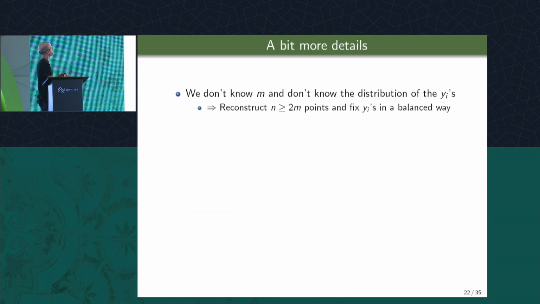Just to go a little bit more into the specific details, first of all, we don't know m. I'm not assuming I know how many training examples we had. We also don't know the distribution of the labels, but it's fine. I can just try to reconstruct a large number of points, more than twice the number of training examples, and just assume that the y's are balanced. In this case, I try to reconstruct too many, but it's like just assuming that their Lagrange multipliers are zero, so it doesn't really affect things.